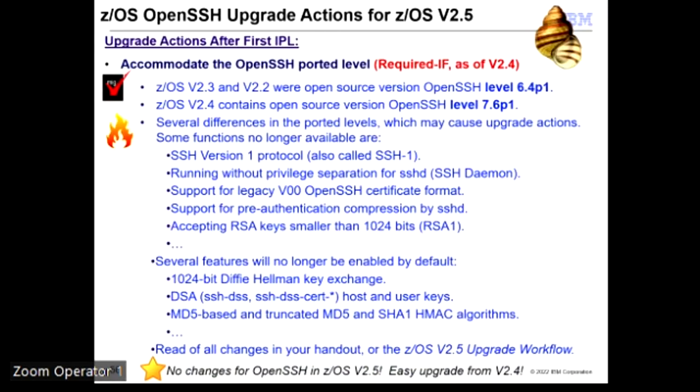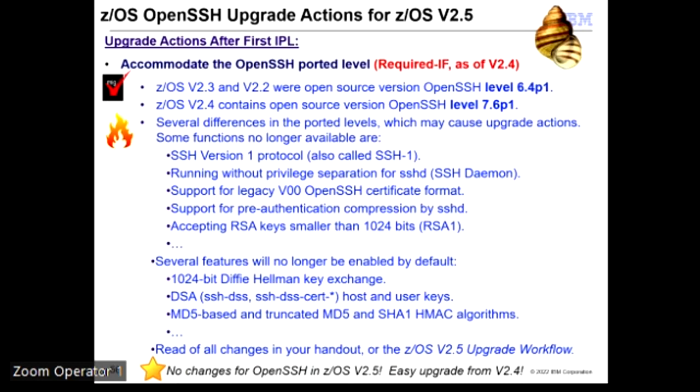OpenSSH, ooh, this is a toughie. In z/OS 2.4, we upgraded the level of OpenSSH, and it went from 6.4p1 to 7.6p1. This was a rough thing for many people. So this is not just one that you need to hope you don't hit. You probably will hit this one if you're coming from 2.3 to 2.5.